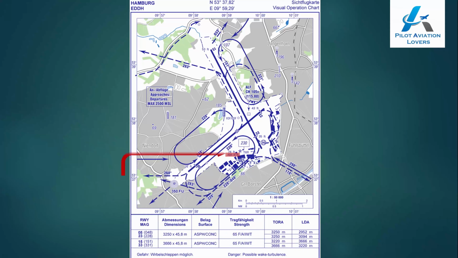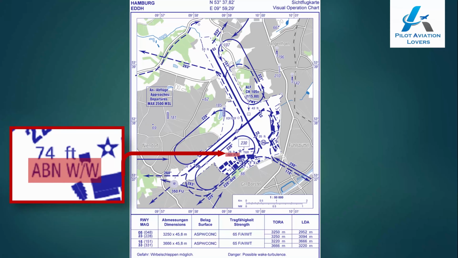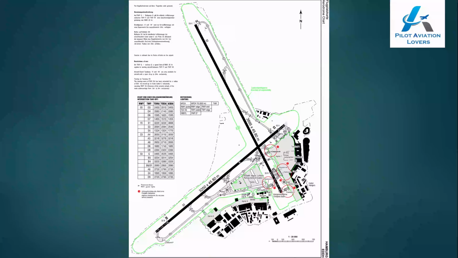Here we still see ABN W/W, which simply stands for the aerodrome beacon, which in this case lights up white and white, as this airport is only used for civilian purposes. For military and civilian use, for example, it would be W/G for white and green. Apart from that, we see data about the two runways in the table below the chart, which I think is pretty self-explanatory.